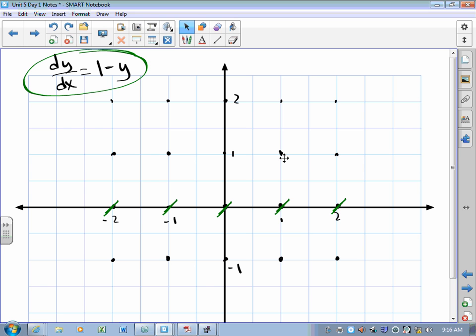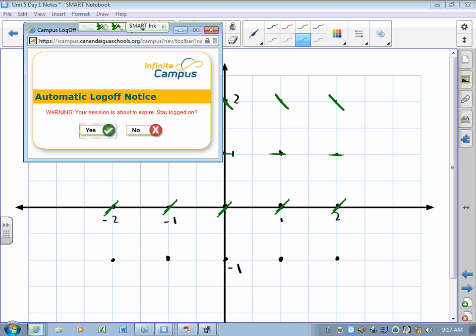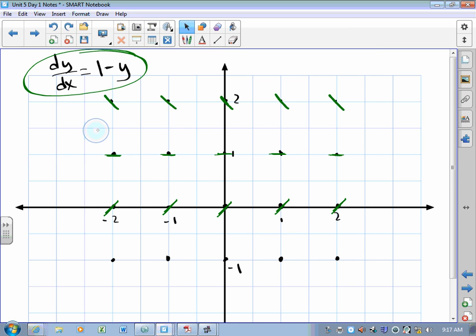What happens when y equals 1? Well, when y equals 1, we've got horizontal lines, horizontal pieces of tangent line. And so that tells me that I've probably got a horizontal asymptote at y equals 1 for whatever this family of curves is. And then we could ask what happens at y equals 2. Well, at y equals 2, the slope of the little pieces of tangent line is 1 minus 2. That's negative 1.